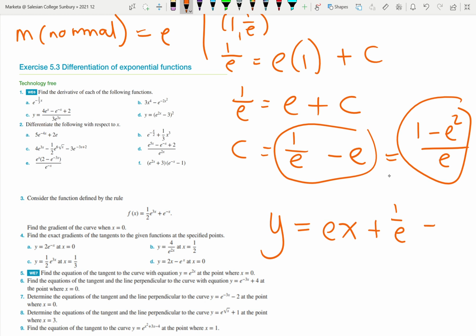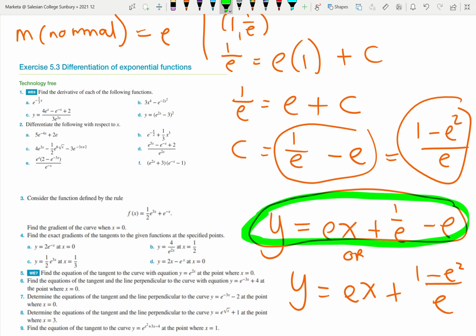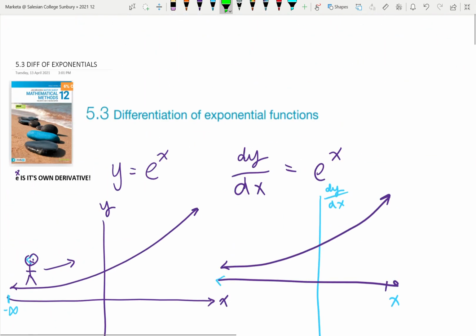So it could be that, or it could be y equals ex plus (1 minus e squared) on e. I think this one is probably nicer, because if we're going to do this one, you'd want to make a common denominator for everything. So I'm going to go with this one here. Neither one is wrong, it's just maybe a nicer solution. All right, and that completes all the worked examples from 5.3.